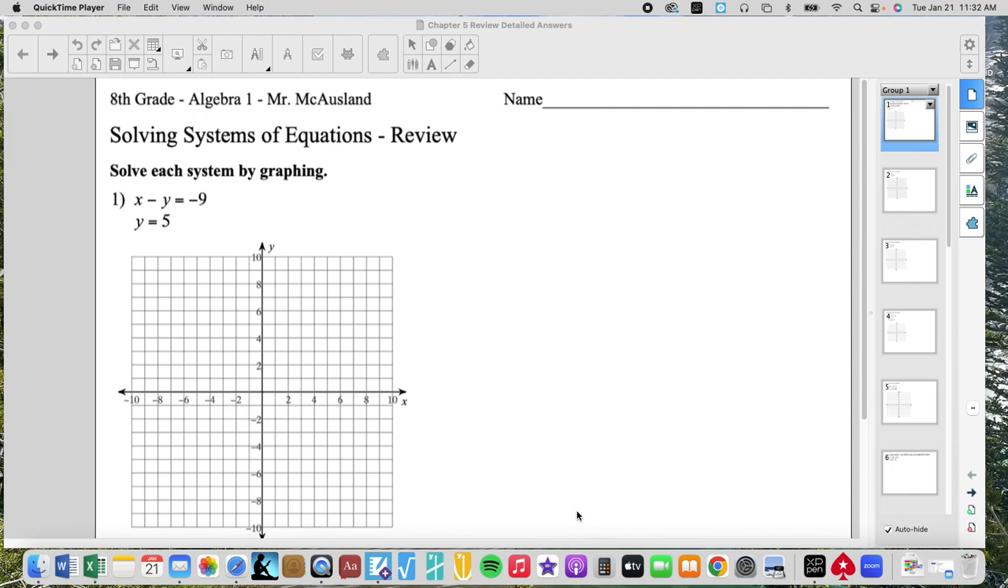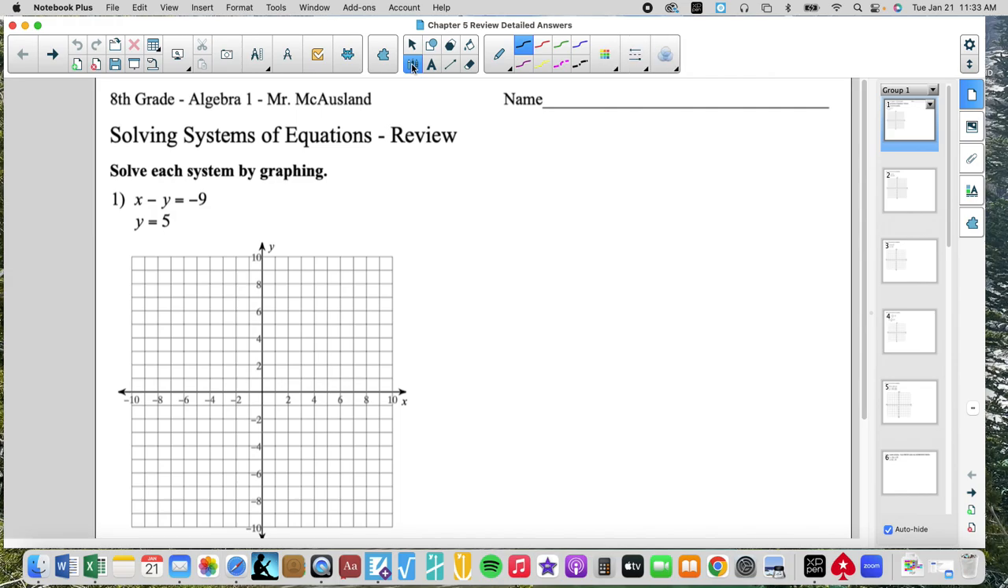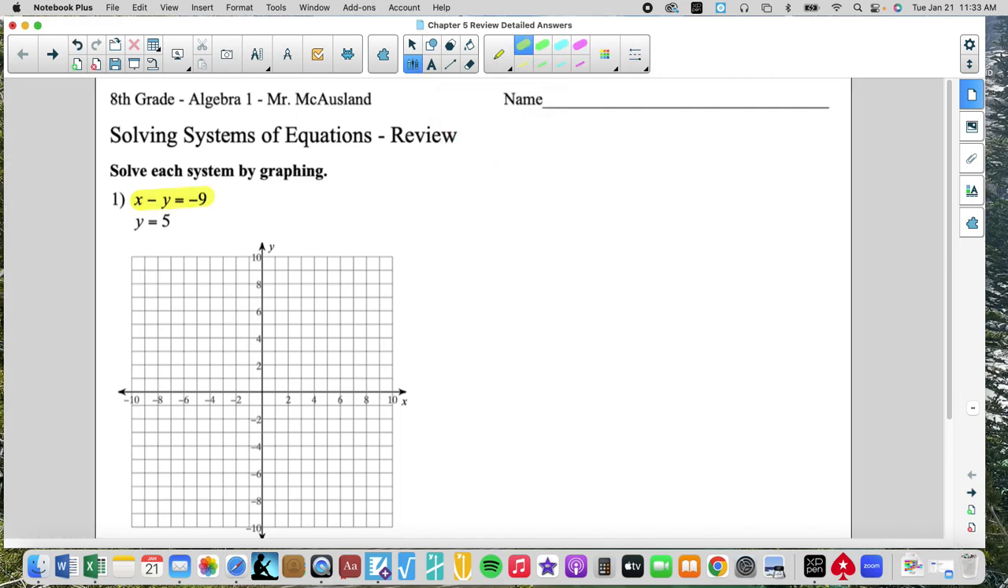This is Chapter 5, Systems of Equations for Big Ideas Algebra 1. This is the review going over sections 5.1, 5.2, 5.3, and 5.4. The first problem says solve each system by graphing. We want to take note of what format these two linear equations are in.